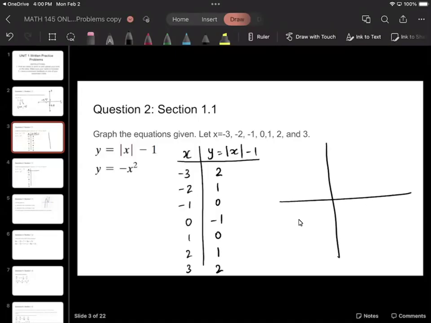And so if you plot these points, what do you have? (-3, 2) is your first point. (-2, 1) is your next point. (-1, 0) is here. (0, -1) is here. (1, 0) is here. (2, 1) is here. And (3, 2) is here. And when you connect it all, you're going to have something like this. And you extend it on both sides. And that's your graph.